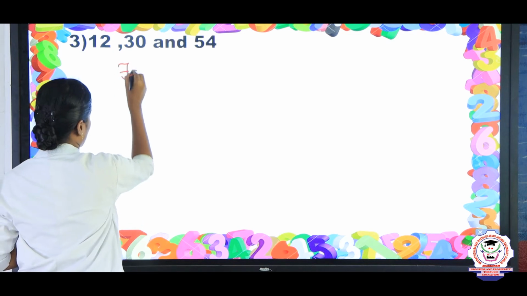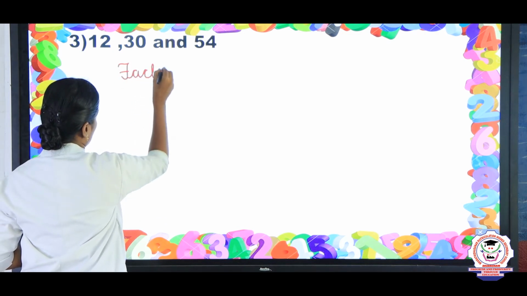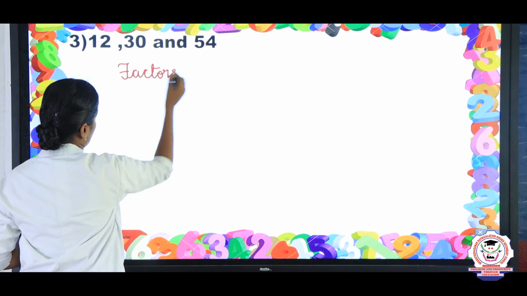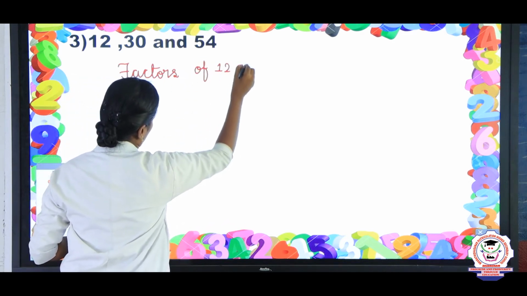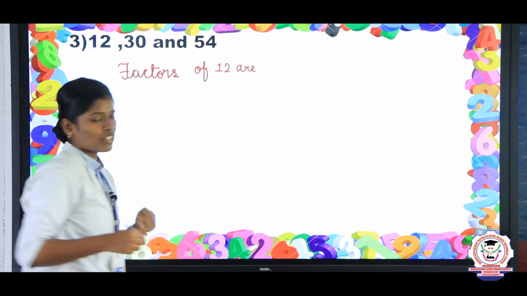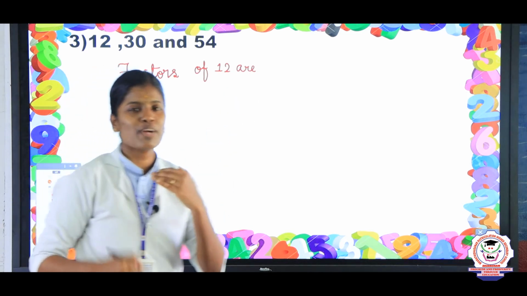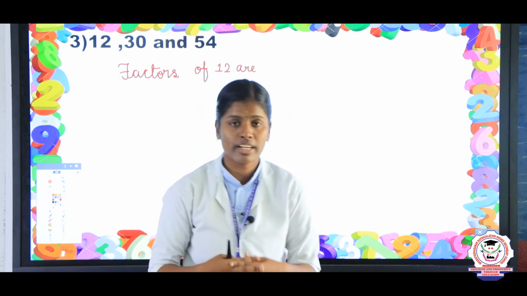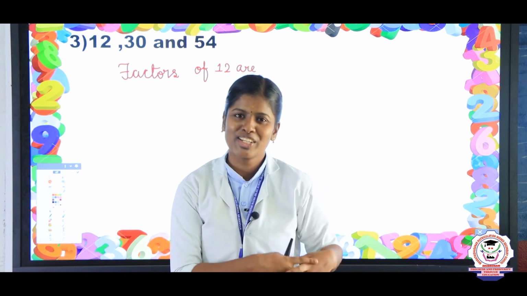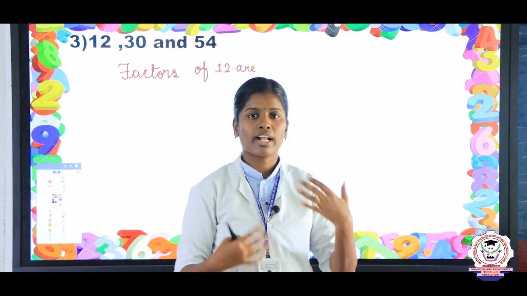Factors of 12 are. So what are the factors of 12? First we are going to check the 1 table up to the 12 table. So 1 table of 12, now tell me Ritika, 1 table of 12, very good. How many times? 1 12s are 12.